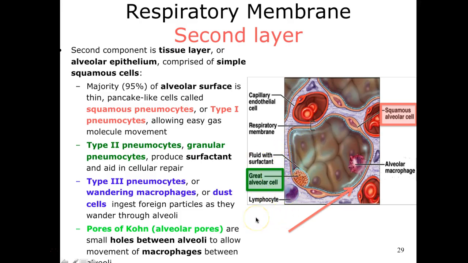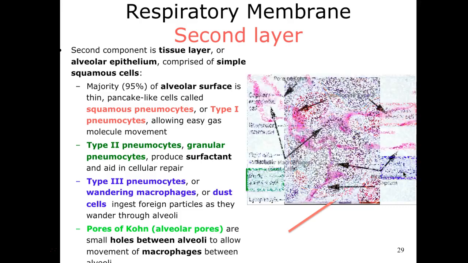The next cell we'll have is the type 3 pneumocyte. It's also known as a wandering macrophage, a dust cell, or alveolar macrophage. So 4 names for this one cell. And this is going to have the job of phagocytosis, so eating another cell or ingesting a foreign particle as they move through the different alveoli. So they're searching for debris or invaders.